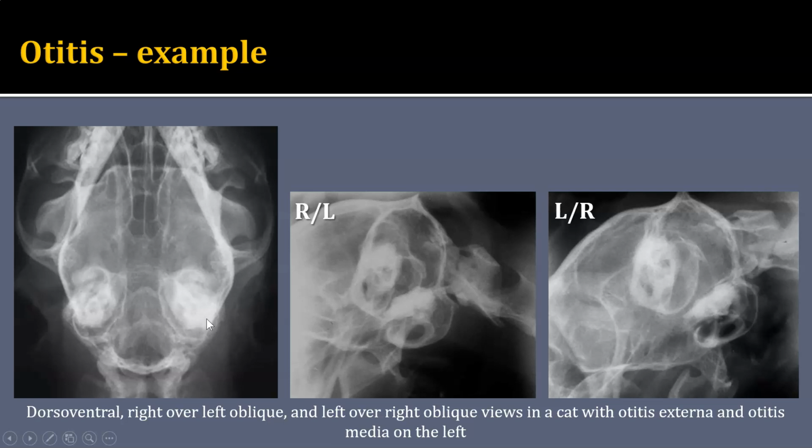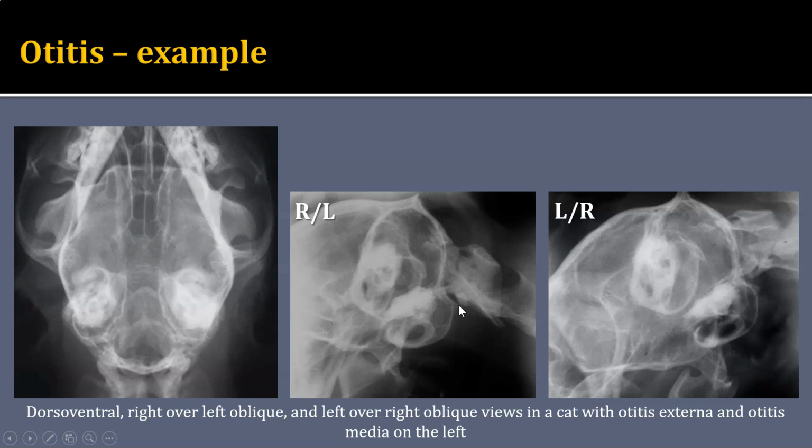And then on the dorsal ventral view, we can also see that this left tympanic bulla has a larger, more opaque or sclerotic appearance, especially this would be the petrous portion of the temporal bone compared to the right side. Now, cats always have more opaque or sclerotic petrous portions of the temporal bone compared to the dog, but we can see that there's lack of symmetry left to right.